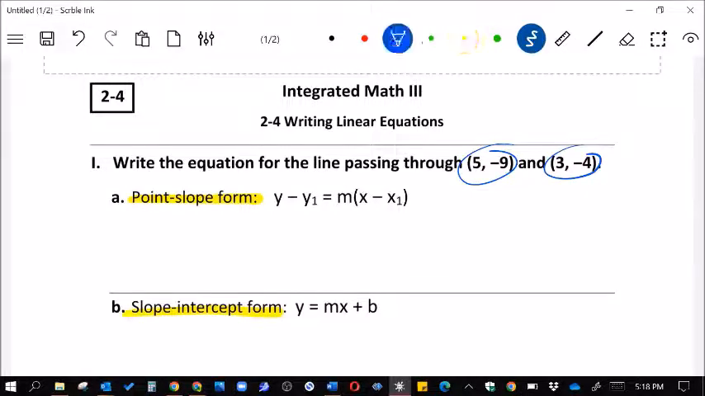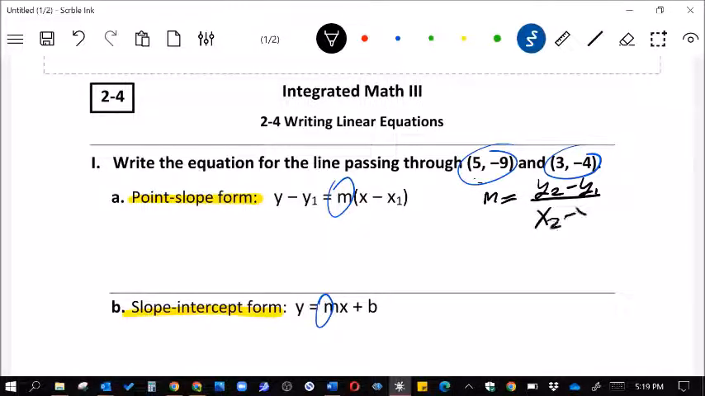For both of these, we need the slope, and it's the same slope for both of them because of the same points. So remember the formula. We have the y's on top, y2 minus y1, over x2 minus x1. And the ones are the first pair, so this will be x1 and y1. And then the second pair, this will be x2 and y2. So I'll plug those numbers in.